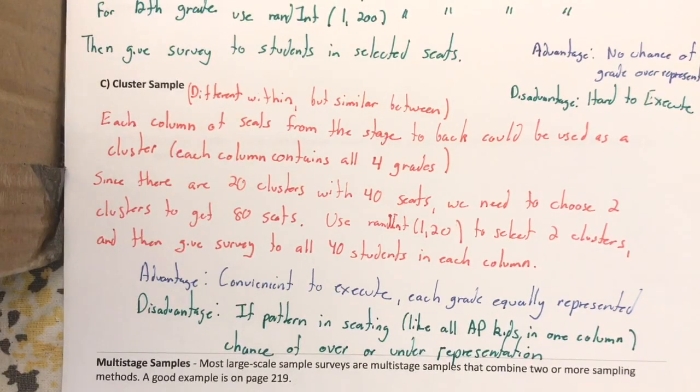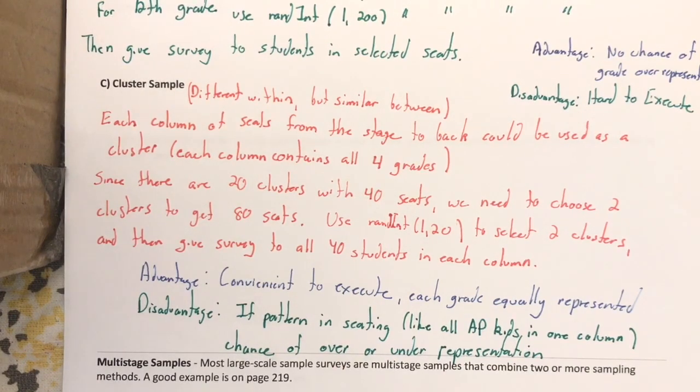A disadvantage that could occur is that if there happened to be some kind of pattern in the seating, something we may not have been aware of. For example, we could have had all AP kids just happen to be in one column, and we would have a chance to over or underrepresent a certain group. So that would be one of our disadvantages.